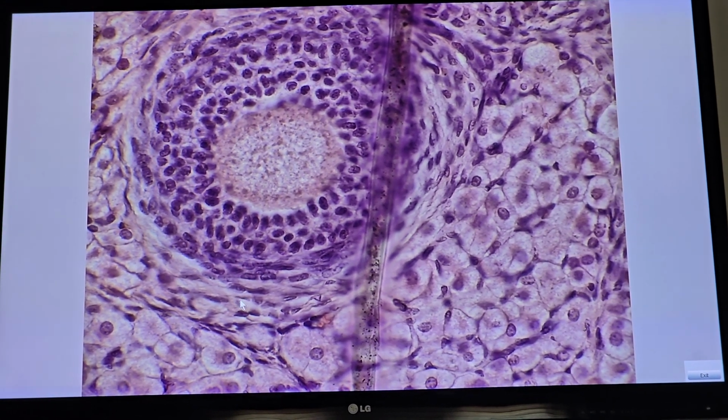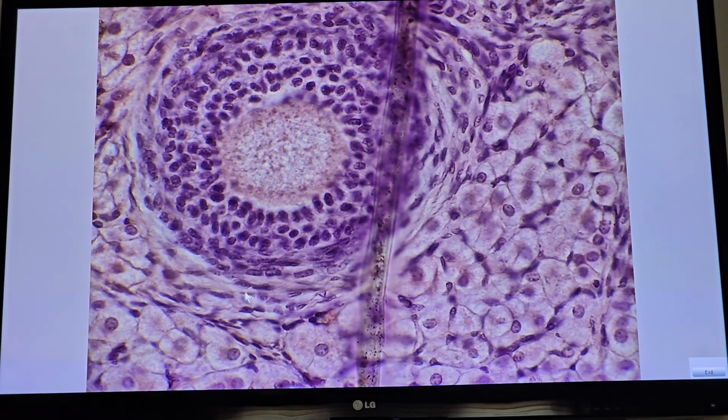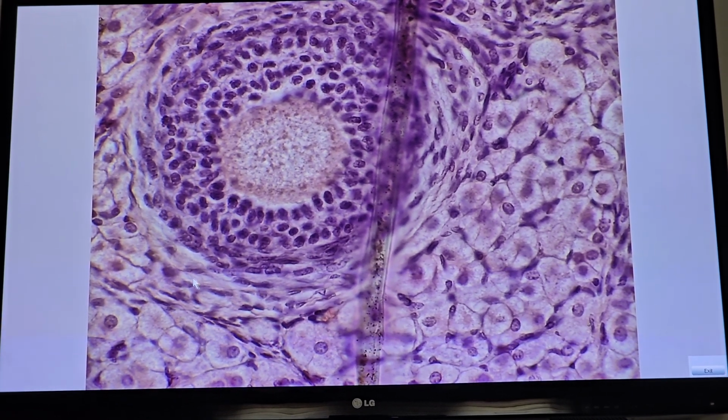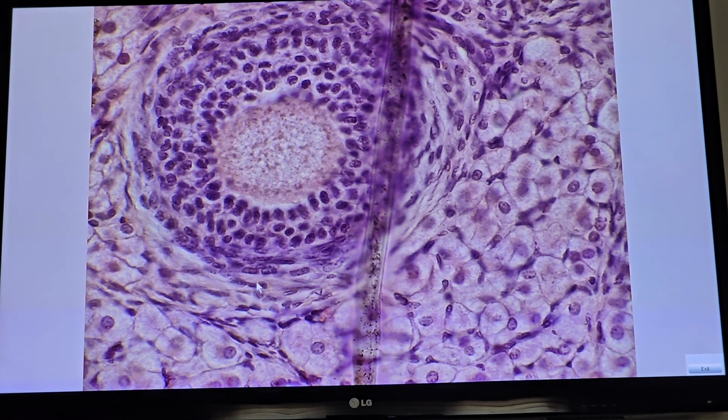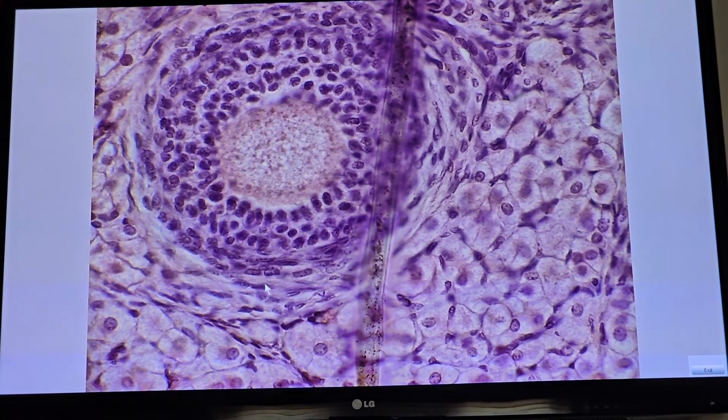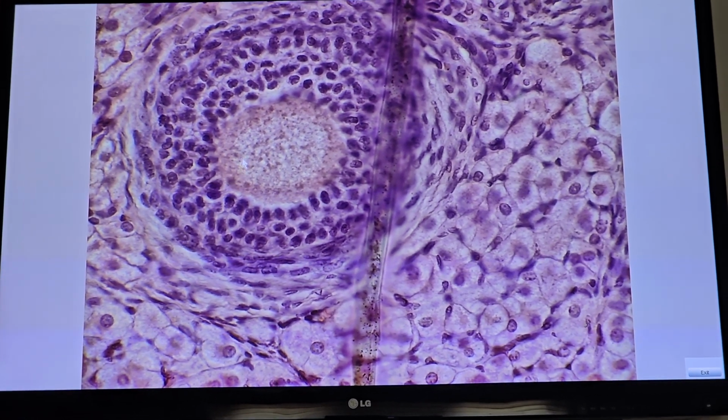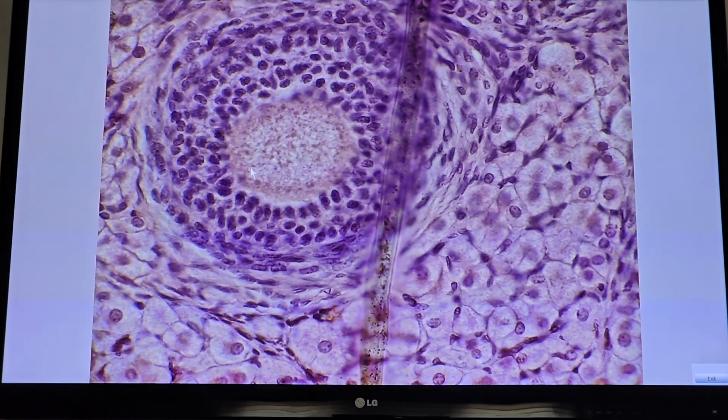Theca interna and theca externa. Theca externa consisting of fibroblasts and collagen fibers. Multilaminar primary follicle.